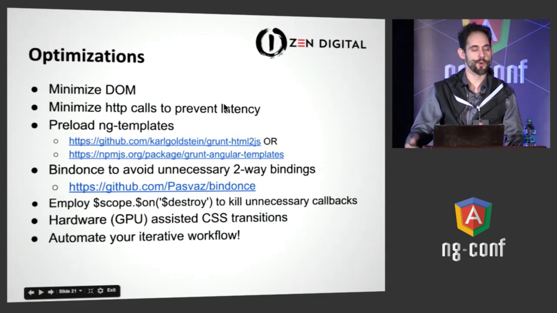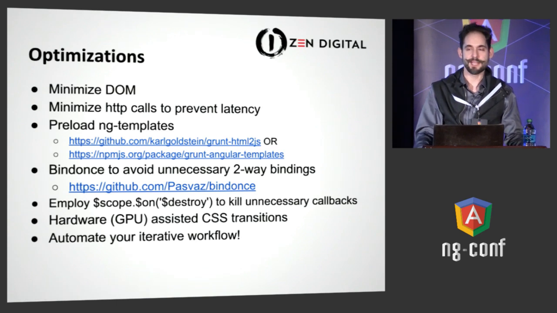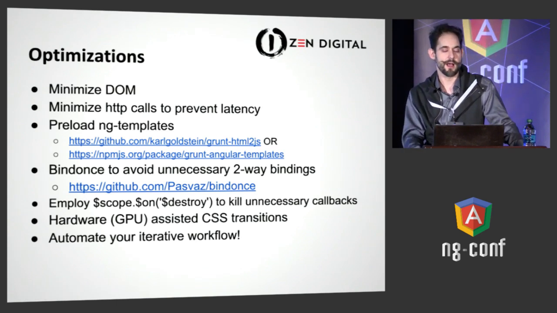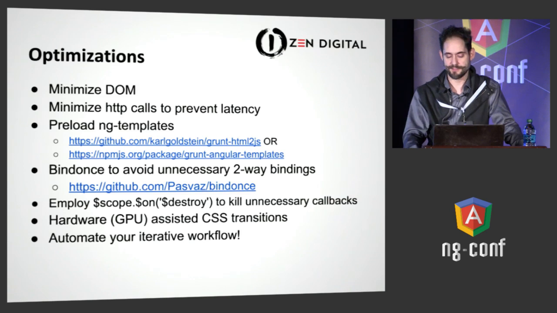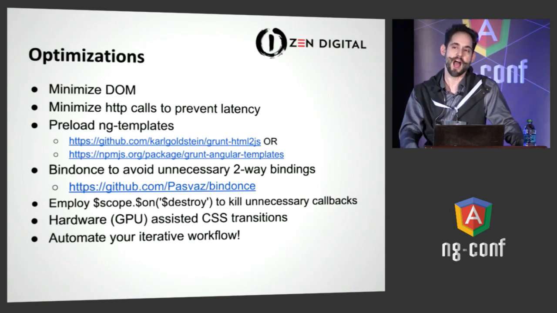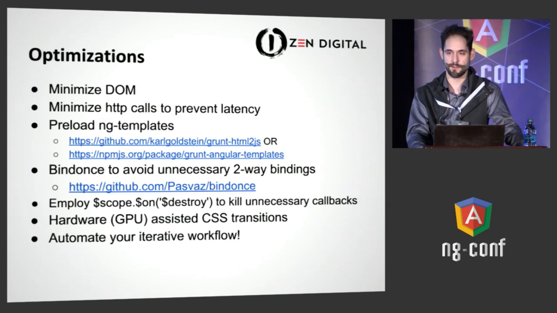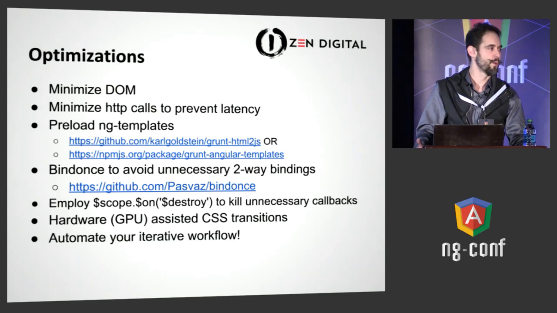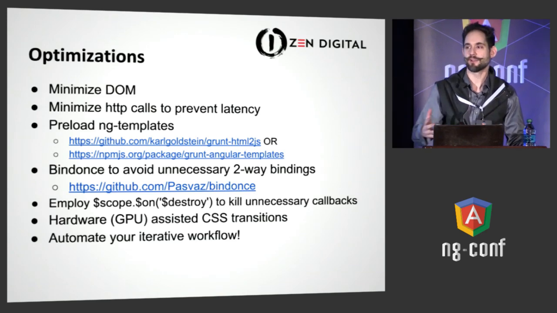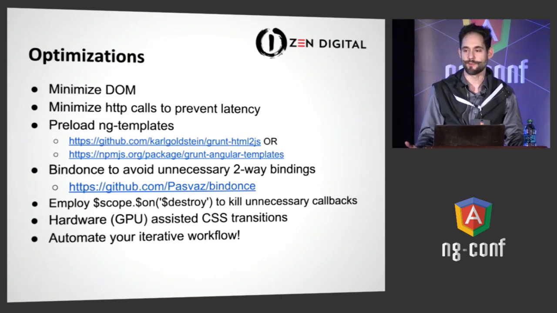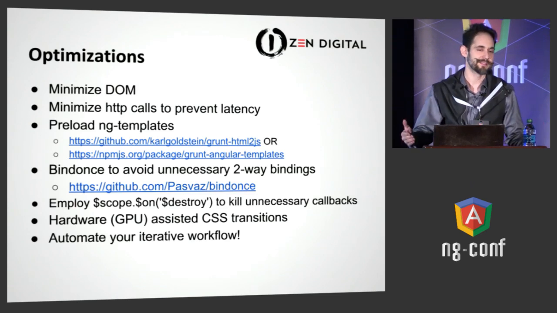Optimizations that you might want to do. You're going to want to minimize your DOM, minimize HTTP calls to prevent latency. You're going to want to preload NG templates. There's a couple of different ways to do this. You might want to use bind once to avoid unnecessary two-way binding, especially if you're creating extremely large apps. Because Angular has two-way binding, you pretty much take advantage of it, and you don't realize that sometimes with an NG repeat, you might be creating hundreds of two-way bindings. And once again, you're in an environment that can be slowed down by that.